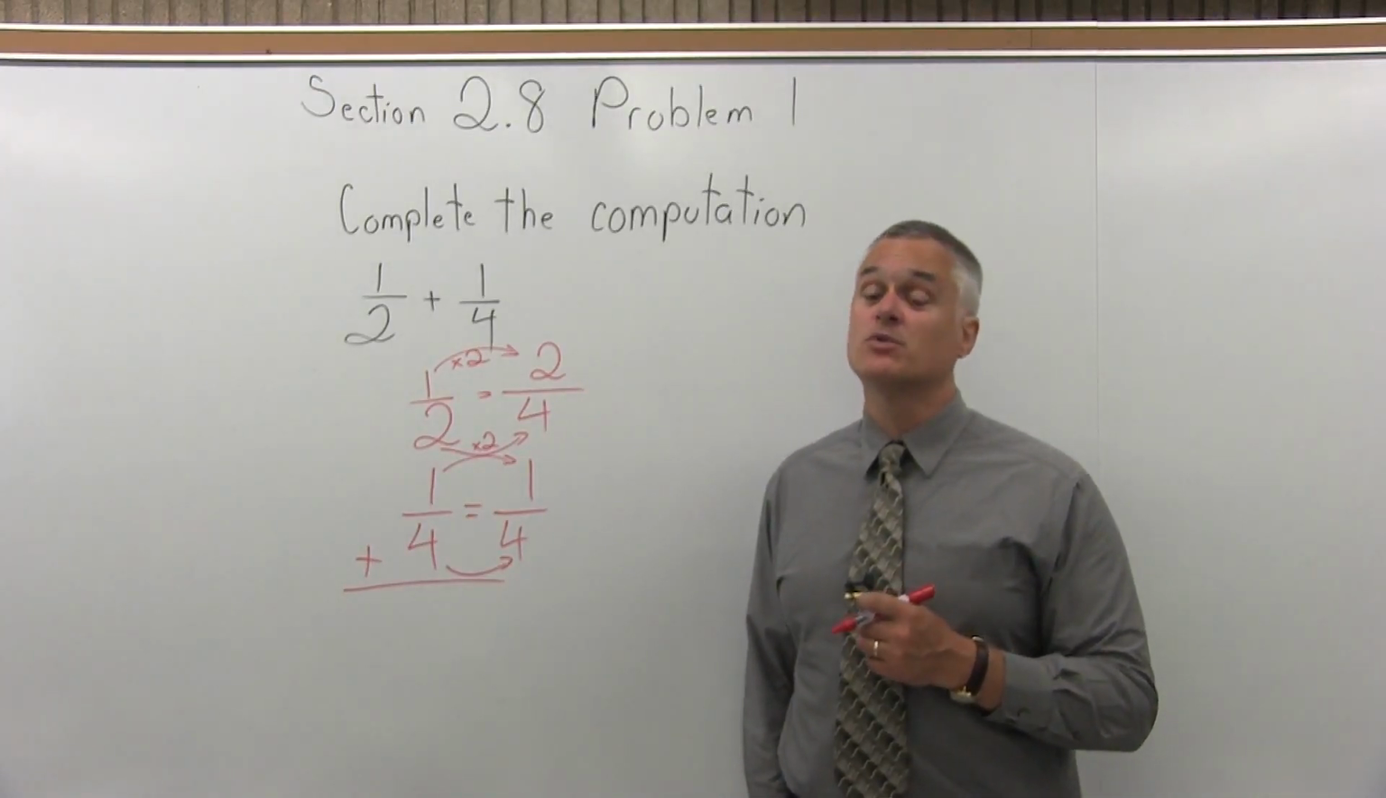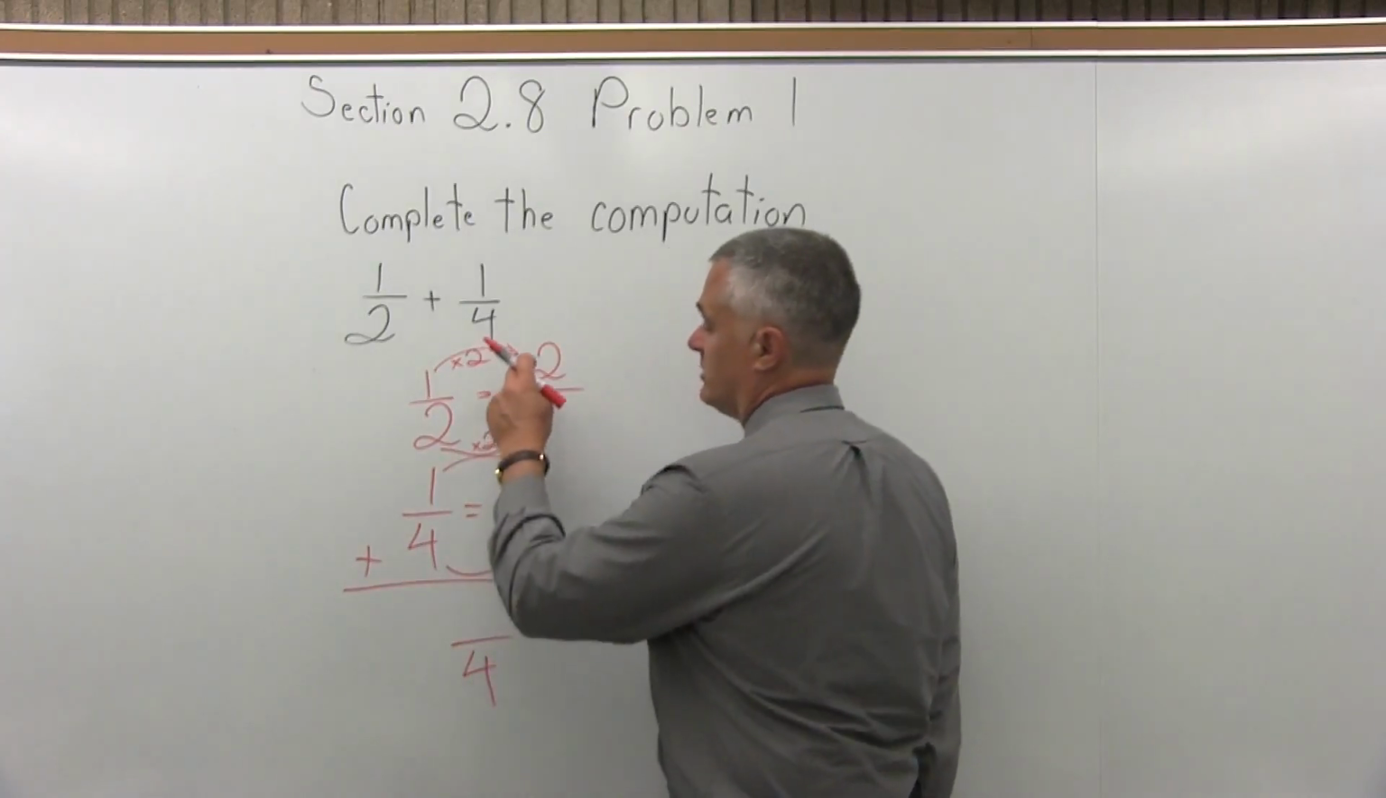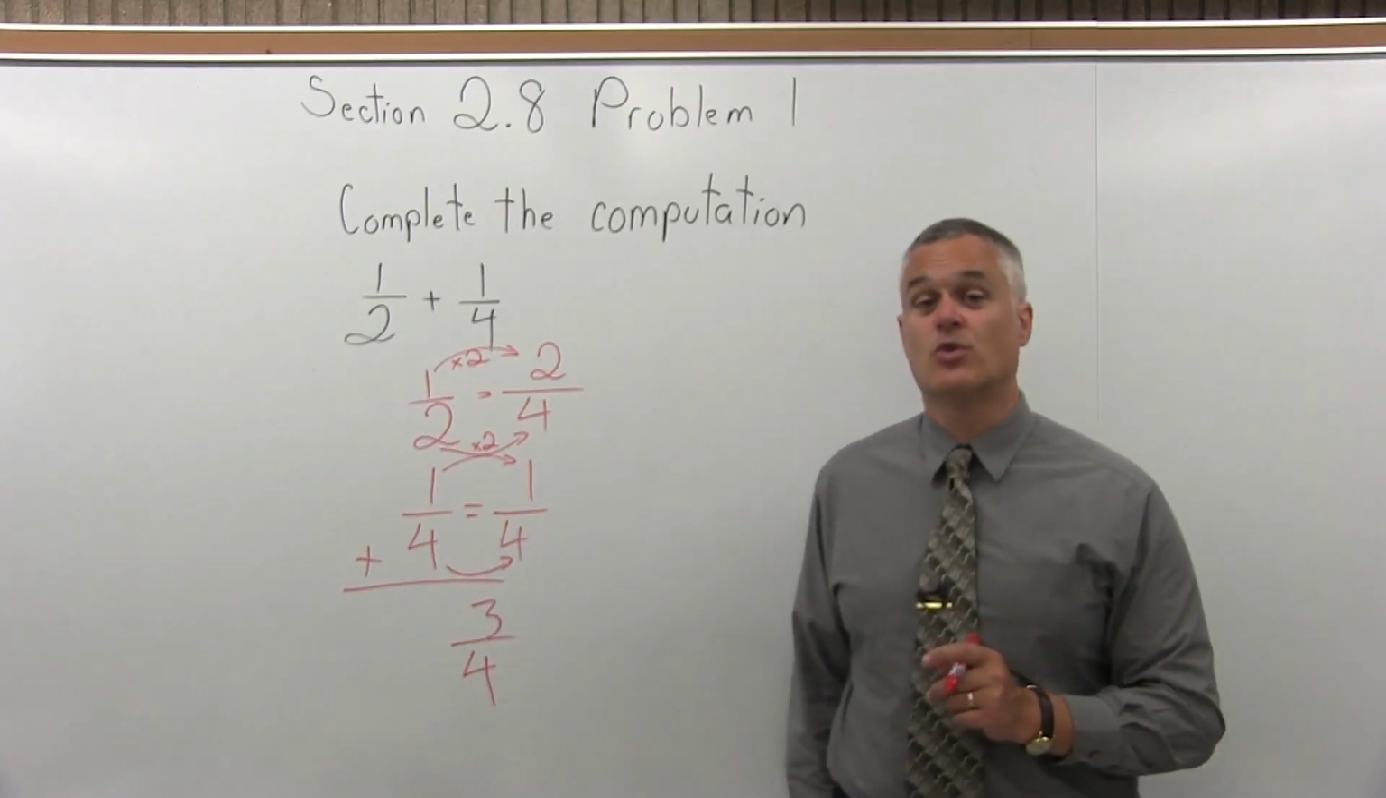I have 2 over 4 plus 1 over 4. So the denominator stays 4, and I combine the numerators. 2 plus 1 more is 3. So the final answer is 3/4, or 3/4 if you like.